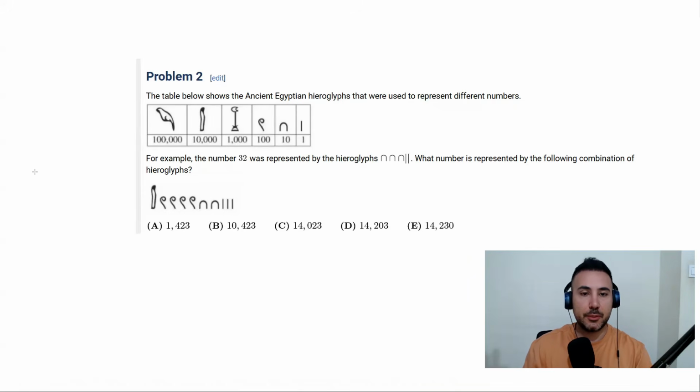Okay, let's do problem two. I'm going to give you one similar problem after doing this. The table below shows the ancient Egyptian hieroglyphs that were used to represent different numbers.